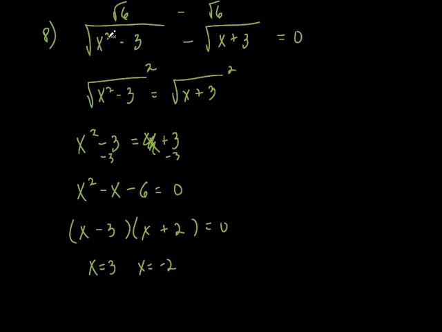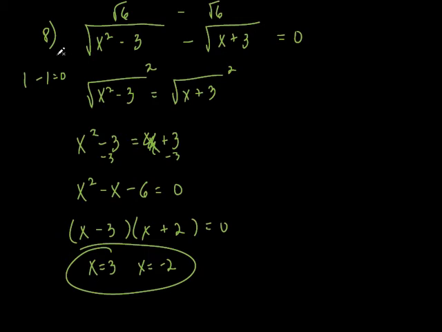Put a negative 2 in for this. Negative 2 squared is positive 4. 4 minus 3 is 1. Square root of 1 is 1. Put in a negative 2 for this. Negative 2 plus 3 is 1. Square root of 1 is 1. 1 minus 1 is 0. That checks. So we're fine. We can circle both of those answers right there. Does that help a little bit? Okay. So we did up to number 8.